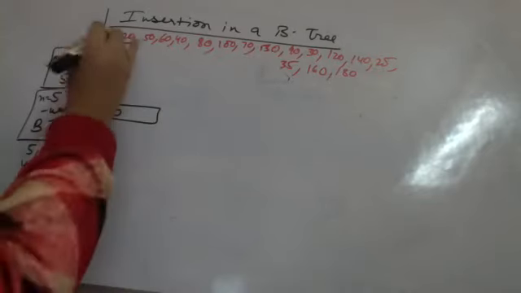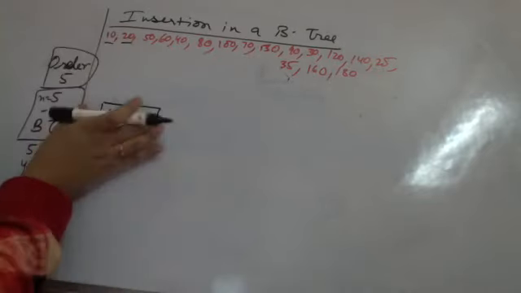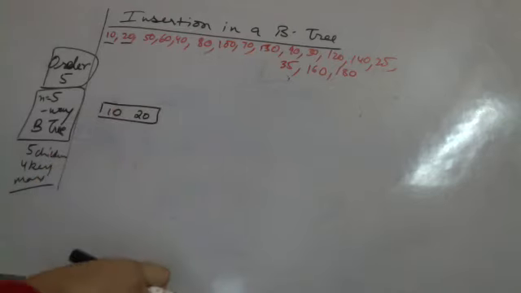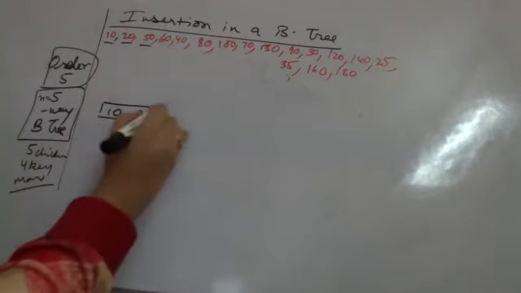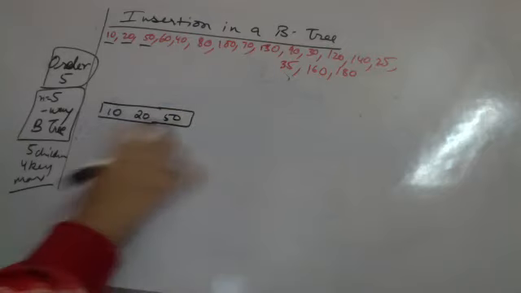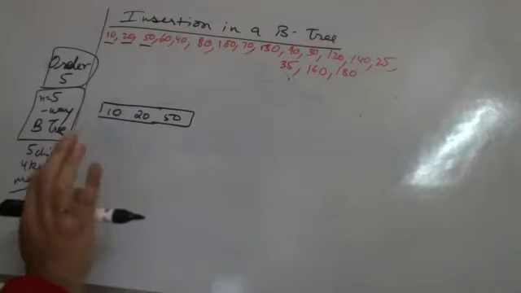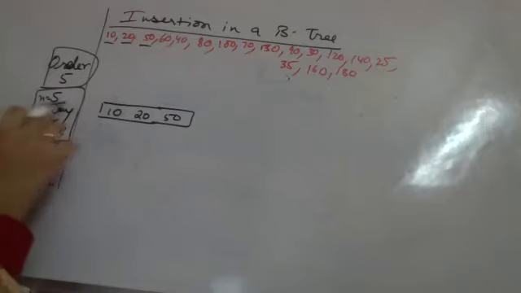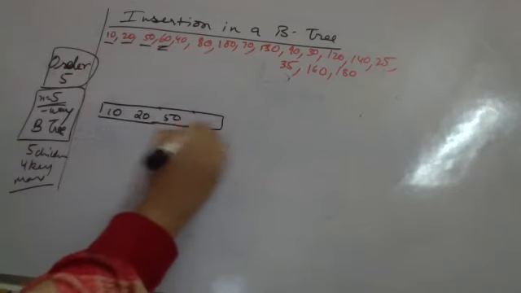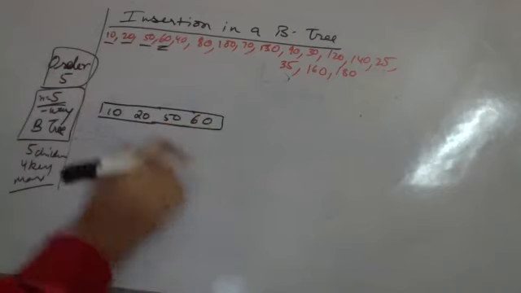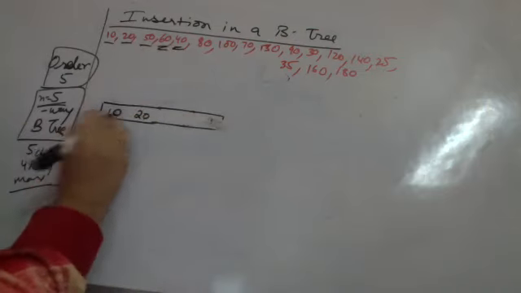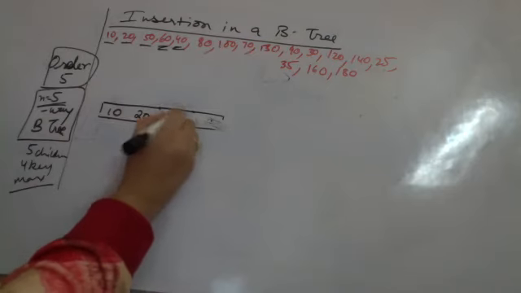Now we have to insert 20. 20 is greater than 10. My root node still has space. Insert 20. Next is 50. 50 is greater than 20, still has space. Insert 50. 3 children. In the root node you can have up to 4 children so far. It's an order 5 tree, so 4 children are allowed. Then you have to insert 60. 60 can be inserted. It is greater than 50. Now when you have to insert 40, it has to be inserted in between. It is greater than 10, greater than 20, less than 50. So 40 is inserted here.